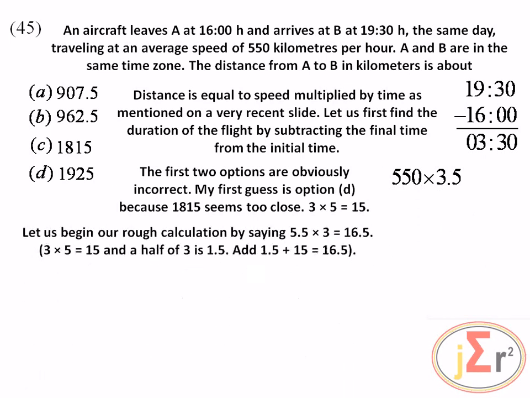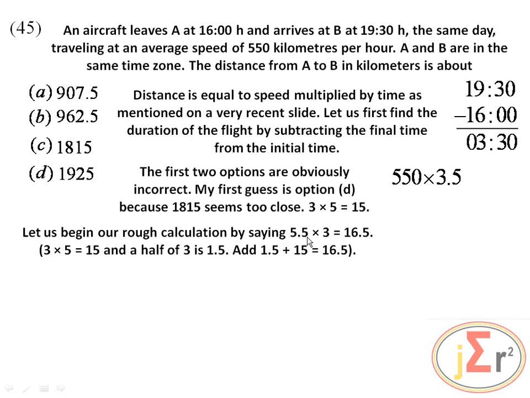Let us begin our rough calculation by saying 5.5 multiplied by 3 is equal to 16.5. So that is what we are doing first. We are multiplying 5.5. We are not taking the entire 550. We are just saying 5.5, just to have an idea of what the digits will look like, because obviously the digits will be different in every single case. So if we arrive at the digits, then the magnitude of the value might not be so instrumental. So let us see if we can arrive at the digits that are present in the option.